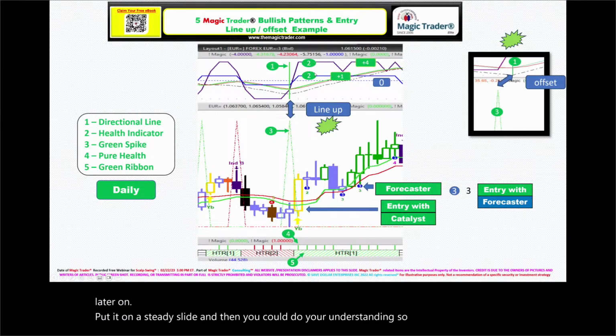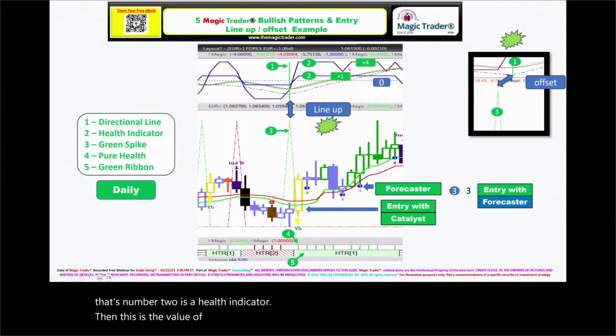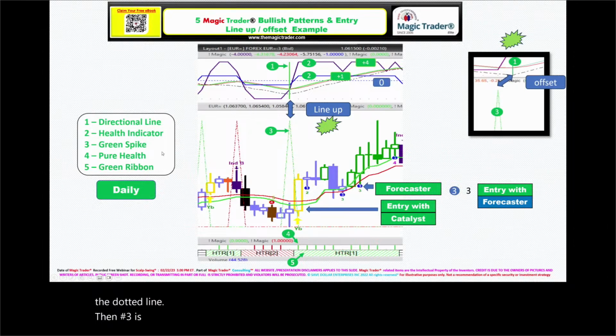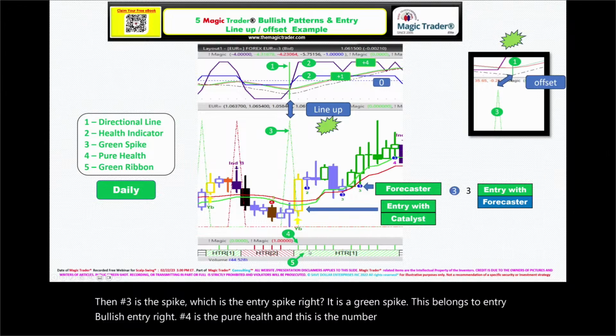So 2 lines are parallel. That's number 2, the health indicator. Then this is the value of the purple line. This is the value of the blue line. And this is the value of the dotted line. Then number 3 is the spike, which is the entry spike. It is a green spike. This belongs to the bullish entry. Number 4 is the pure health. And number 5 is the ribbon, which we already talked about.